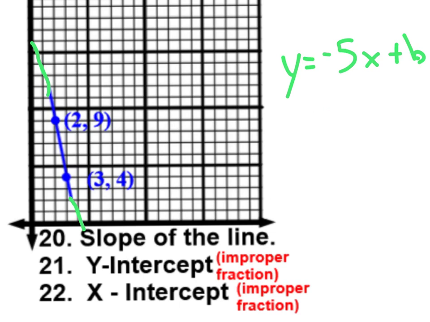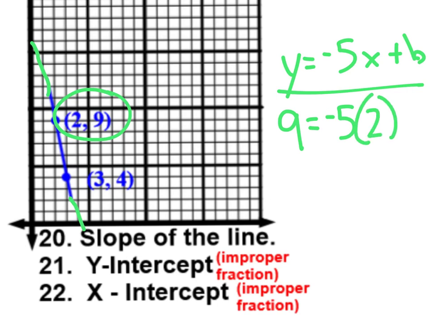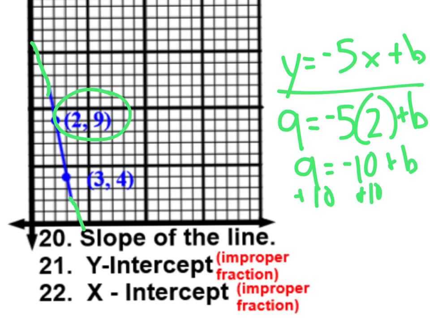Well, here's what I know: I know what they did. They did this, and I know some of the numbers that they put in. So I'm going to use 2, 9 to solve that. So they got a y of 9 when they applied this slope, negative 5, to an x of 2, and then added some number that we're going to find out. So if I solve this, it turns into 9 equals negative 10 plus b. Now I'm going to add 10 to both sides. When I add 10 to both sides, those cancel out, and I get that 19 equals b.